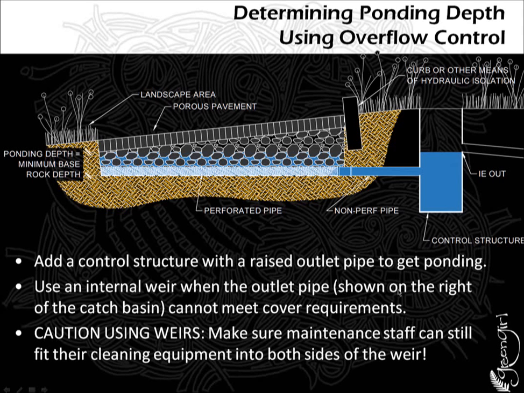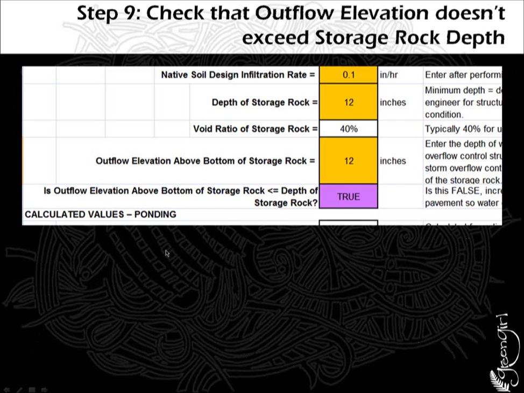And knowing what kind of equipment they have and what you expect them to do with it all comes into play in the design of your porous pavement. Okay, so now the last step in the user inputs isn't really a user input. It's just a check to make sure that you haven't created impossible situations.